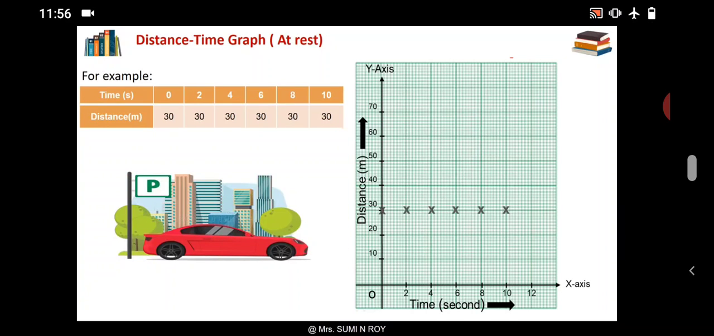Distance-time graph for a body at rest. By saying that the body is at rest, we mean that the distance does not change with time. So, the distance-time graph for a body at rest is a straight line parallel to the time axis as shown in the figure.